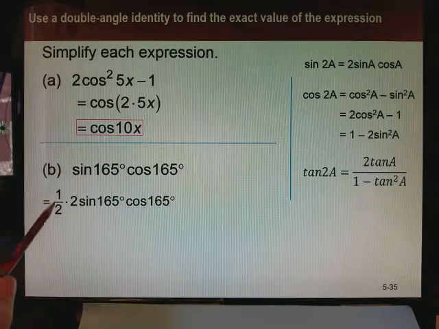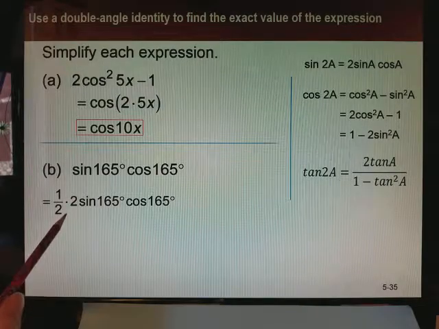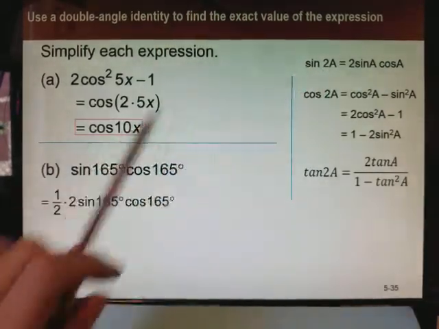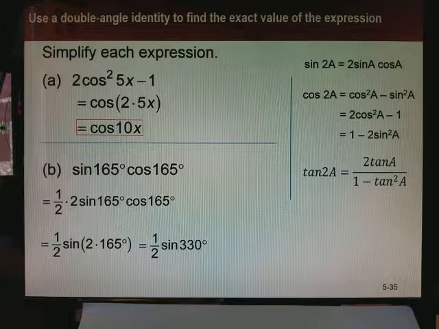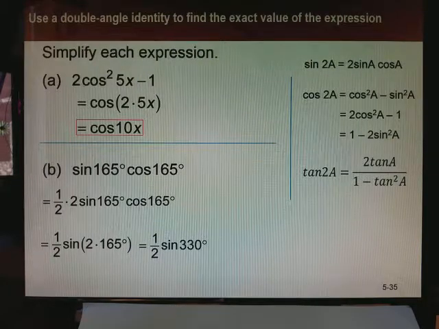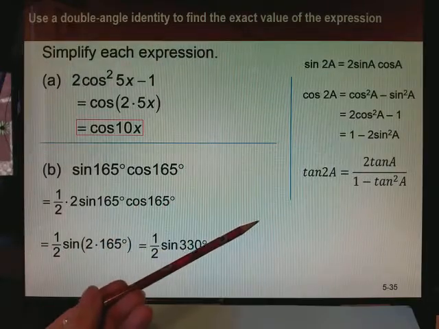Now, I'm going to have 1/2 times all of this part. I'm going to use the rule for the sine of 2 times angle A. So 2 times the sine of 165. 165 doubled would give me 330 degrees. Now, 330 is going to put you in quadrant 4 with a reference angle of 30 degrees. Hopefully you were thinking that. So again, 330 degrees would put me in quadrant 4 with a reference of 30.